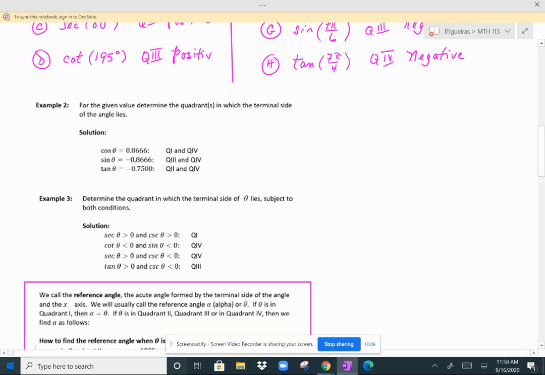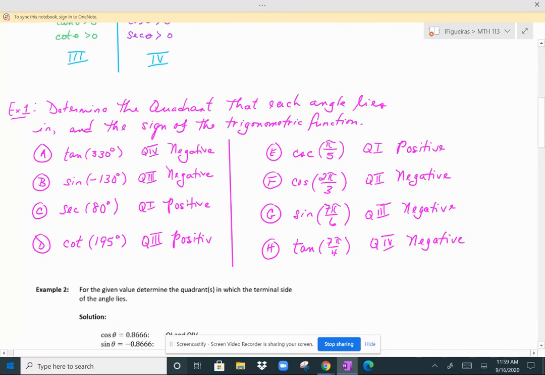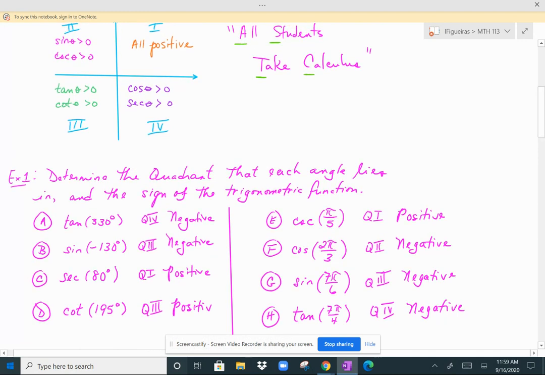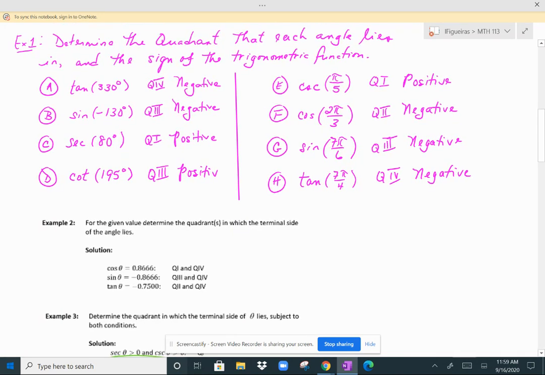Then the next condition is where would the angle lie where cotangent is negative and sine is negative? Well, the only place where both cotangent and sine are negative would be in quadrant 4. So here, cotangent and sine are negative. So we know in quadrant 1, everything is positive. Sine is positive in quadrant 2. Cotangent is positive in quadrant 2 and quadrant 3. So the only place where sine and cotangent are both negative would be in quadrant 4.